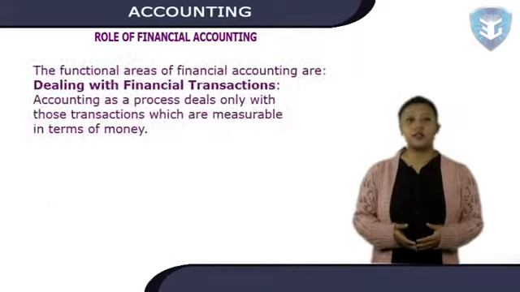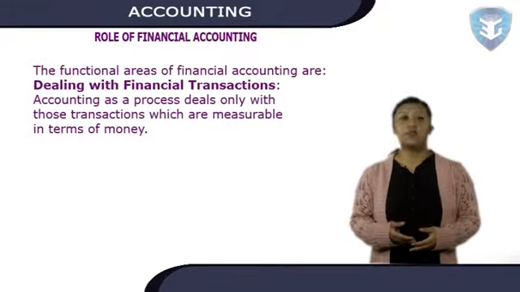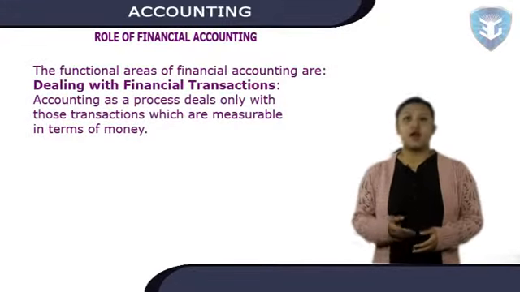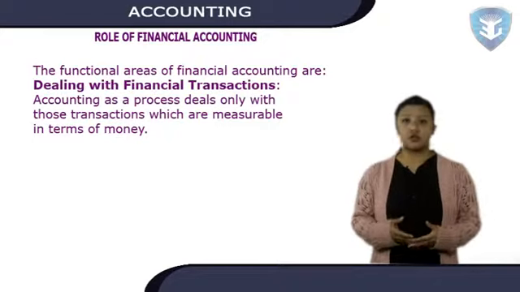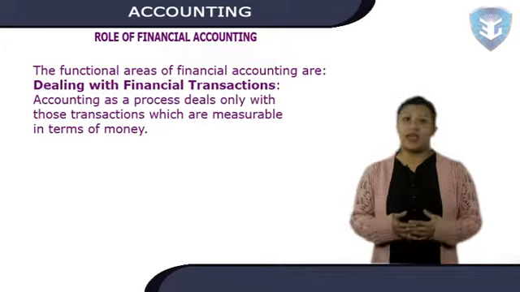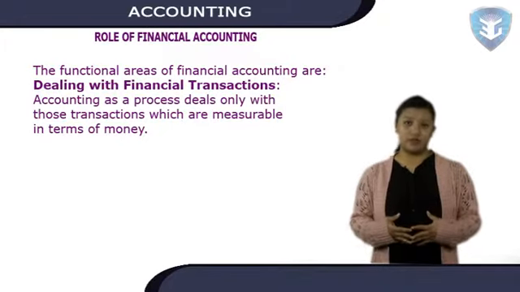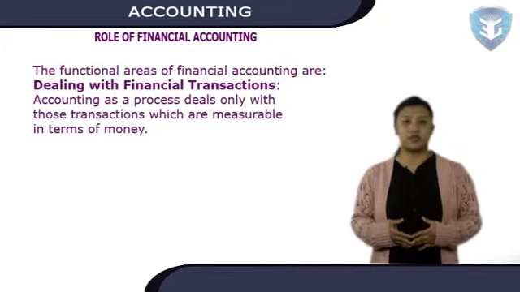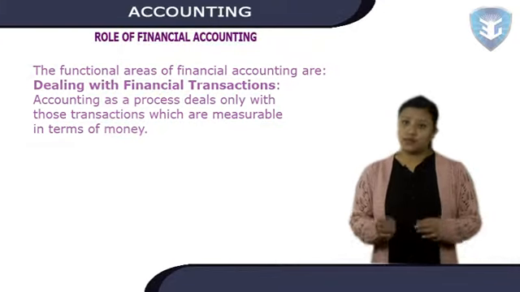The functional areas of financial accounting are dealing with financial transactions. Accounting as a process deals only with those transactions which are measurable in terms of money. Anything which cannot be expressed in monetary terms does not form part of the financial accounting, however significant it is.